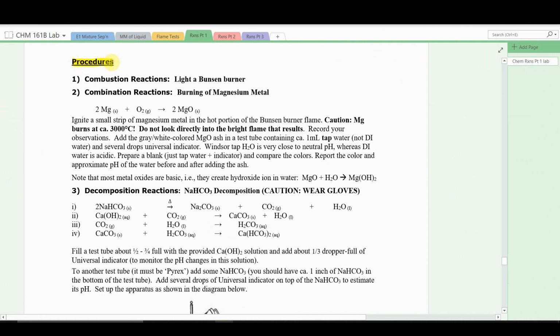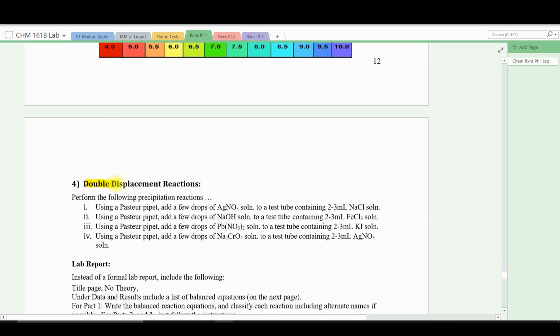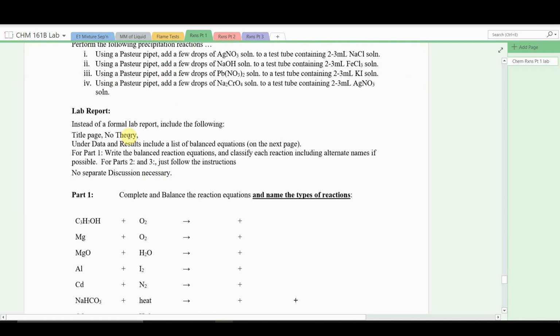The procedures for this experiment are listed at the end of the document. I'll leave it to you to read them, but obviously you'll be carrying out some of the reactions that we have studied in this unit. And regarding the lab report, instead of a formal lab report, just include the following: title page, no theory. And for data and results, just complete what's here.